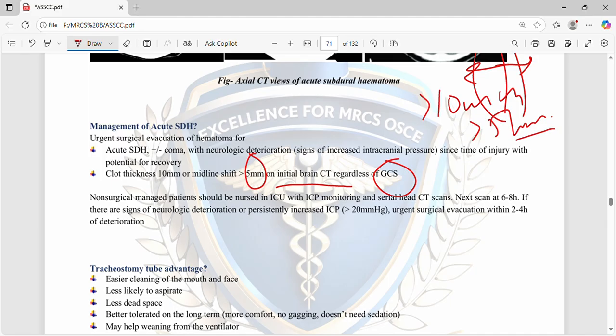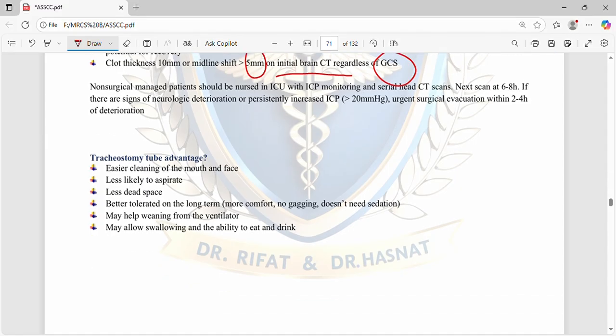Neurosurgical management: the patient should be nursed in ICU with ICP monitoring and serial head CT scans. Next scan at 6 to 8 hours. If there are signs of neurological deterioration or persistently increased ICP greater than 20 mmHg, urgent surgical evacuation within 2 to 4 hours of deterioration. So in this patient, you will do an early CT on admission, and then you will do a CT at 8 hours, because she is also on anticoagulants and greater than 65 years. Plus, she has a dangerous mechanism of fall.